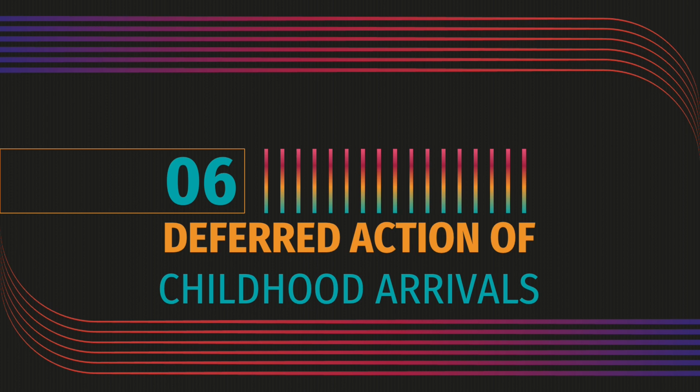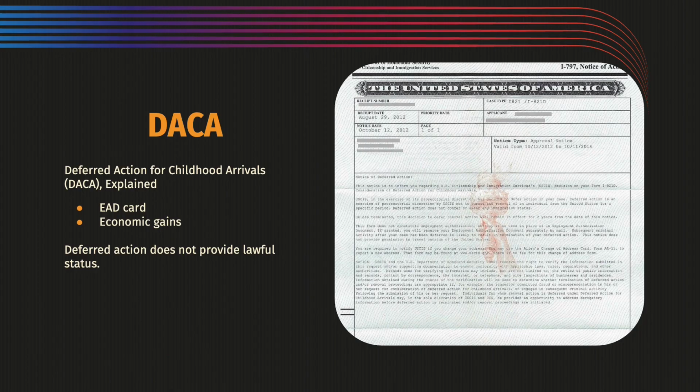DACA is a U.S. immigration policy that allows some individuals with unlawful presence in the U.S. after being brought to the country as children to receive a 2-year renewable period of deferred action from deportation and become eligible for a work permit in the United States. An employment authorization document, commonly known as a work permit, provides temporary employment authorization to non-citizens.